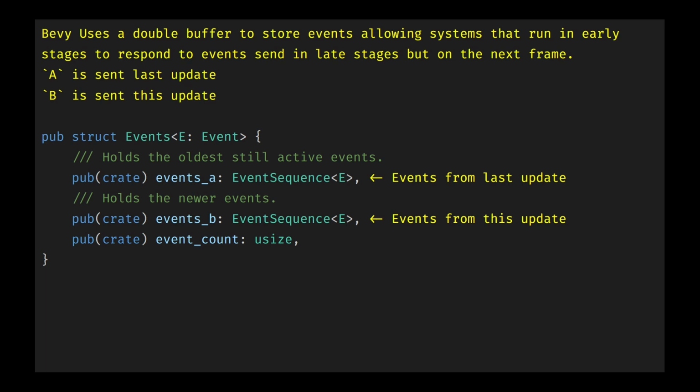Bevy uses a double buffer to store events, allowing systems that run in earlier stages to respond to events sent in later stages on the next frame. This is done by storing new events in the B buffer that is then swapped with the A buffer the next time events are updated. And then the B buffer is cleared, meaning that you have a copy of all the events sent in the previous frame and then all the events that have currently been sent this frame, allowing for systems to run in a different order and still respond to all events.